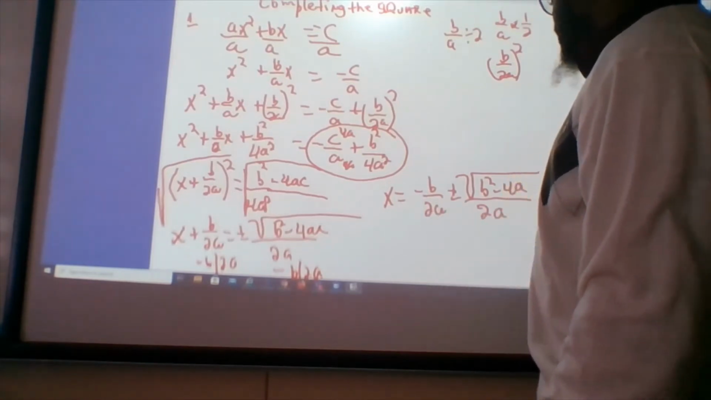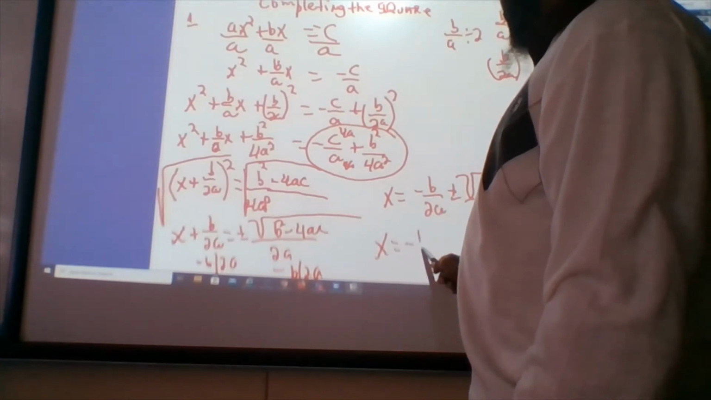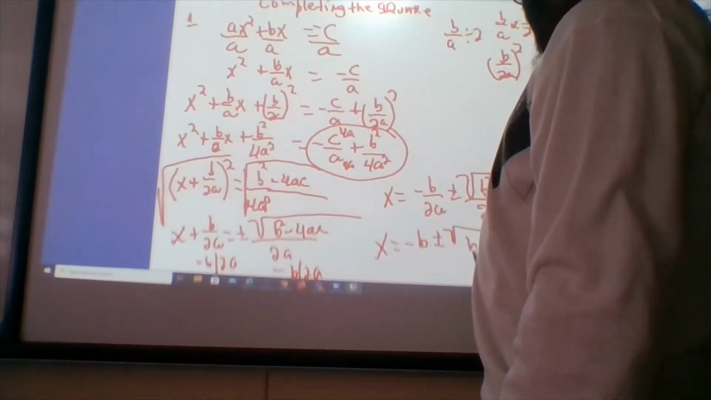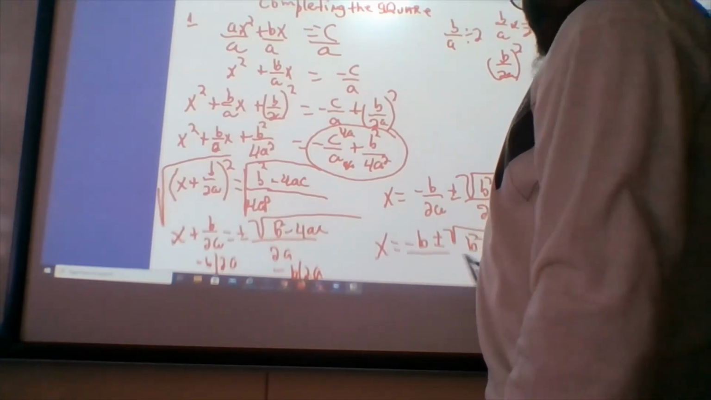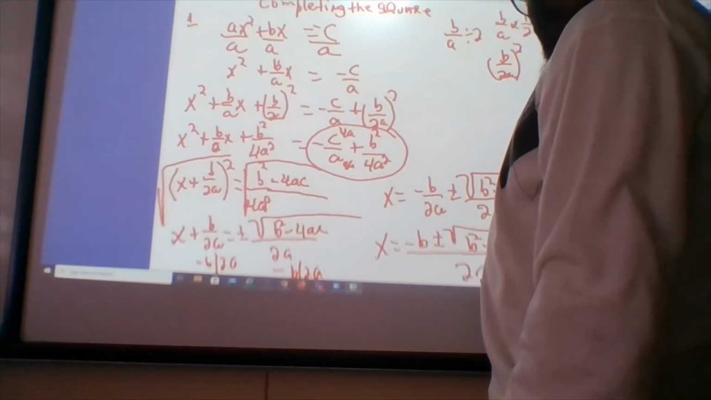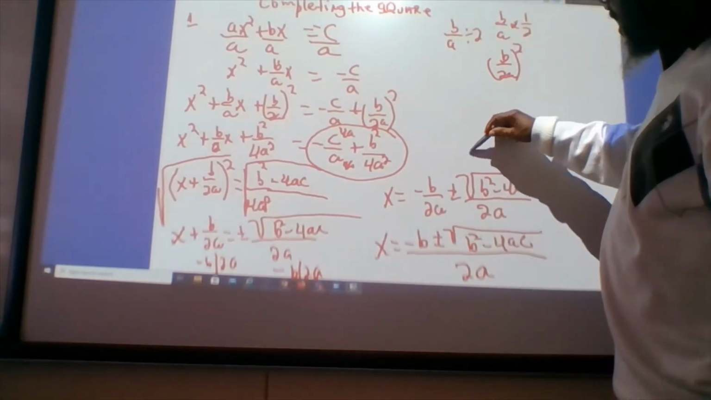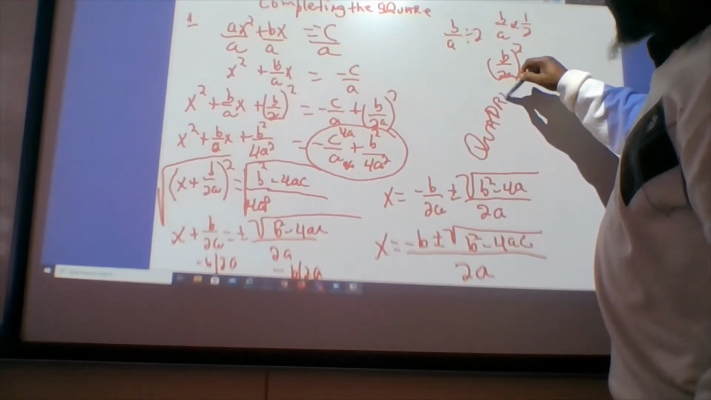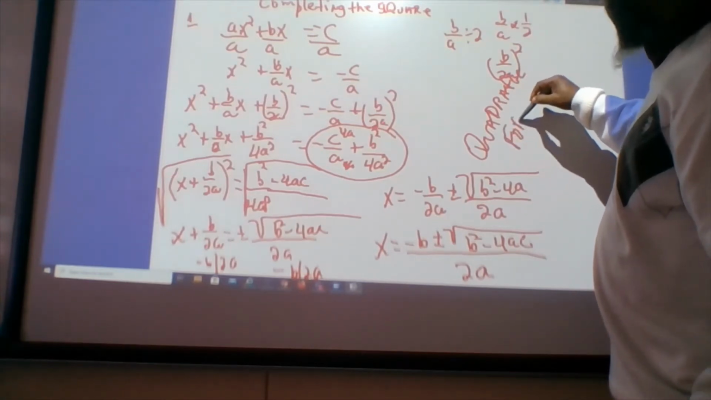Since we have a common denominator, you can rewrite it as minus b plus or minus the square root of b squared minus 4ac over 2a. This is how you derive what you call the quadratic formula. This is the quadratic formula by using the completing the square method.